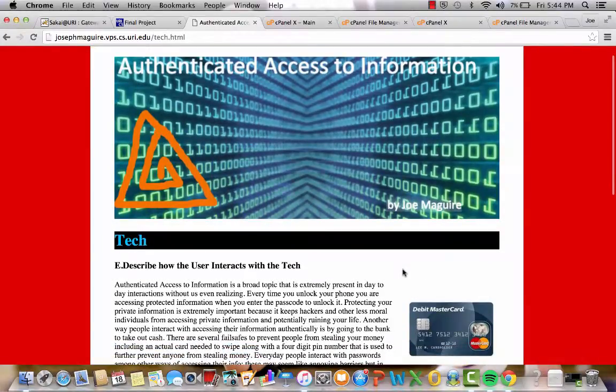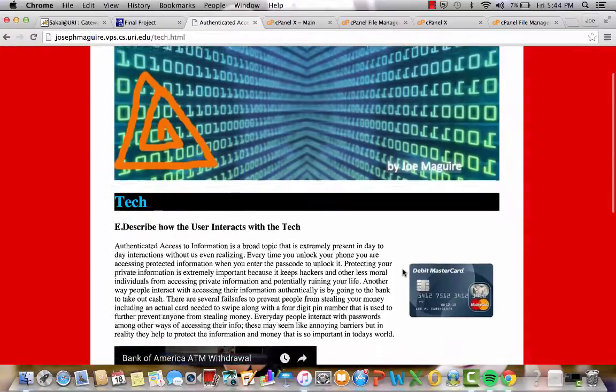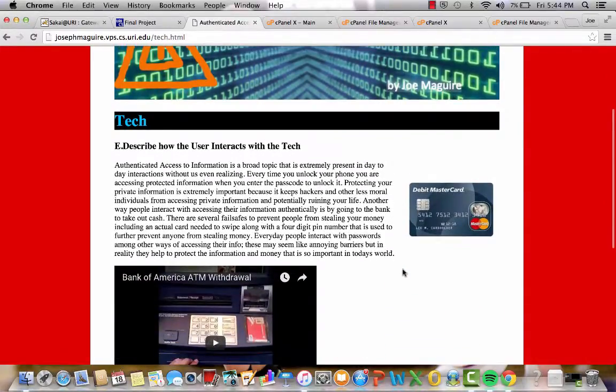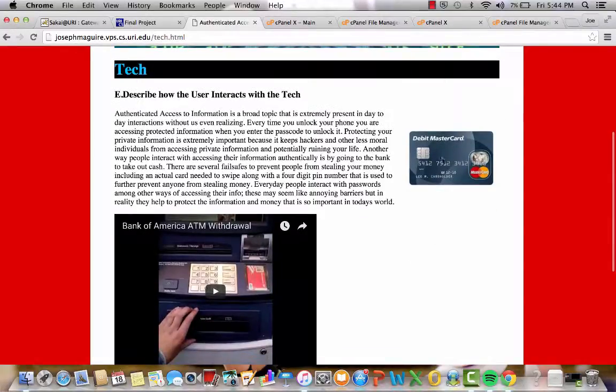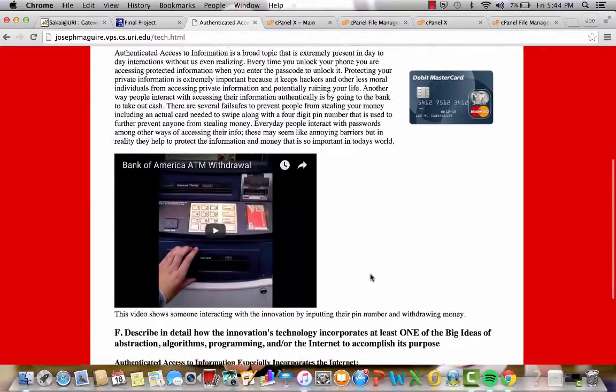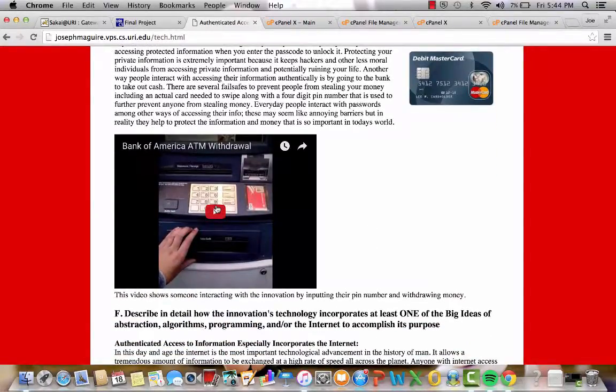The next two questions lie on my tech page. Question E. Describe how the user interacts with the tech. Authenticated access to information is a broad topic that is extremely present in day-to-day interactions without us even realizing it. For example, every time you unlock your phone, you are accessing authenticated information. This is because you are putting a password in and no one else can get in besides you. Another example is when you take your debit card to the ATM to withdraw money. The next video demonstrates that.